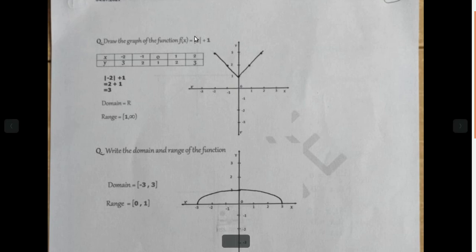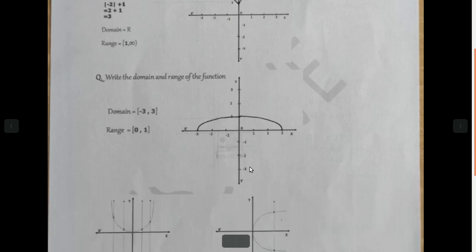See the graph f of x equal to mod x plus 1. You can draw the graph by substituting different values for x. In this case, x values are taken from minus 2 to plus 2, so you can draw a graph like this. What about its range? The domain is the whole x-axis, that is R. The range is 1 to infinity. For this question, the domain is minus 3 to plus 3, and the range is the closed interval 0 to 1.